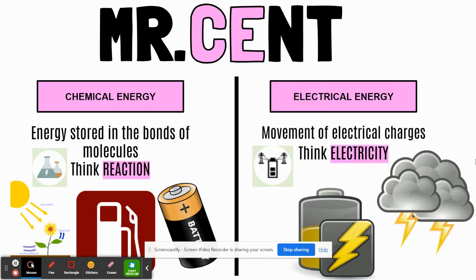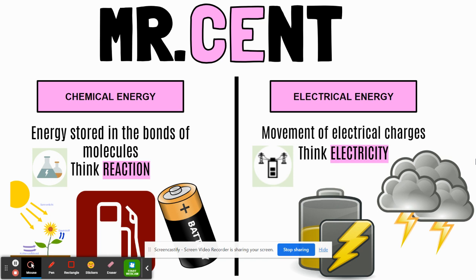The C is going to be chemical energy, and that's energy stored in the bonds of molecules. Think reaction. So a battery is chemical energy, gas is chemical energy. When the sun hits a plant, photosynthesis is conducted, where the plant takes the radiant energy from the sun and converts it into chemical energy to help feed itself and produce things like sugar and other materials. So chemical energy is involved with atoms and molecules.